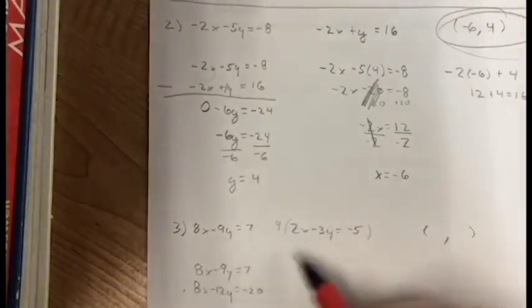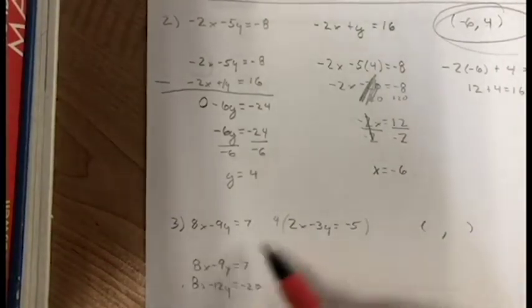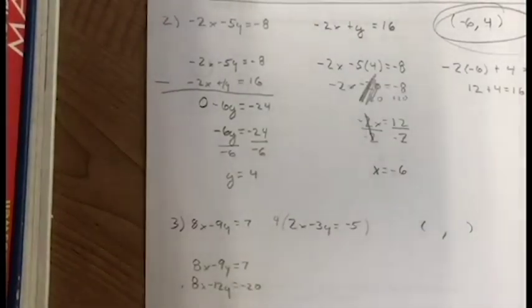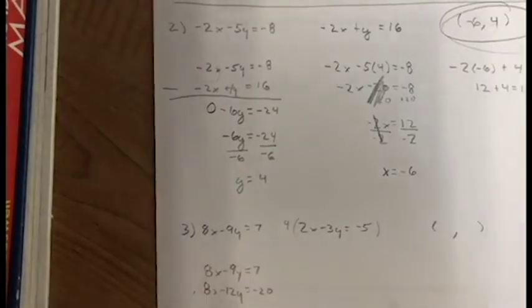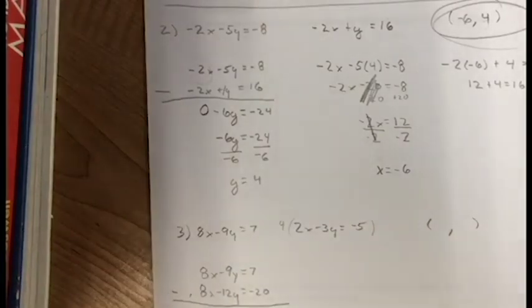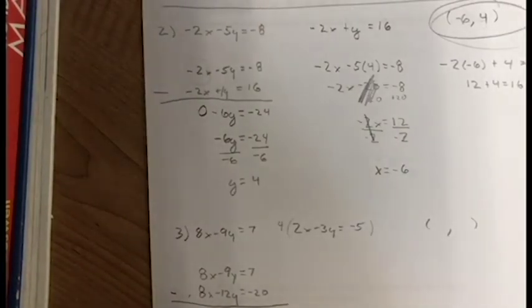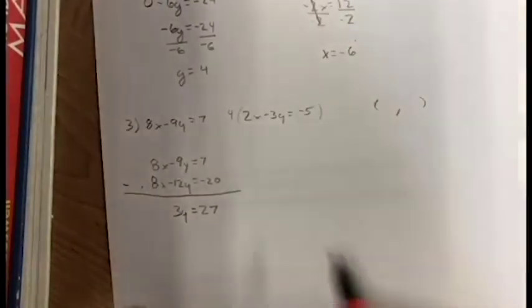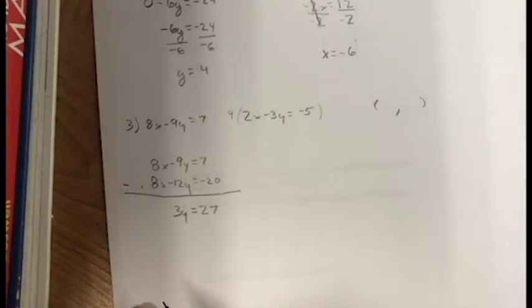So I have multiplied this equation by a constant to get to where both of these have the exact same coefficient, and that brings me to step 2. Since they are the exact same coefficient, I am going to subtract. 8x minus 8x equals 0. Negative 9y minus a negative 12y gives me a positive 3y. 7 minus a negative 20 gives me a positive 27. Okay, sorry, I went off paper again. So I've just done step 2.